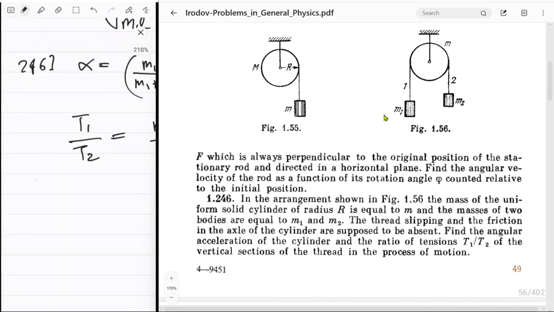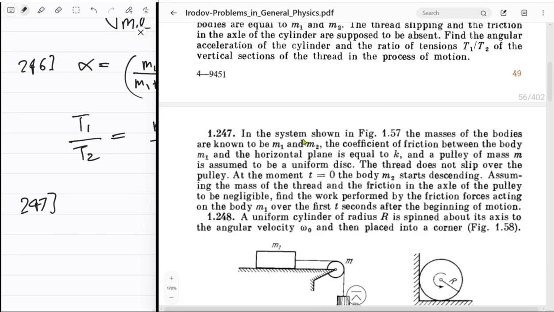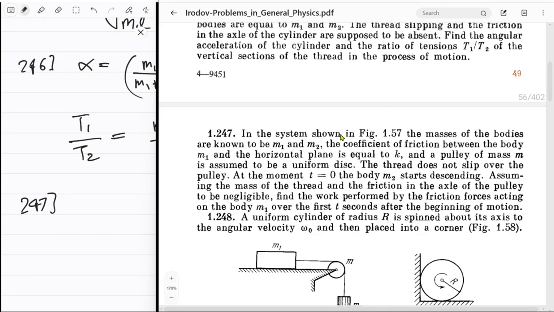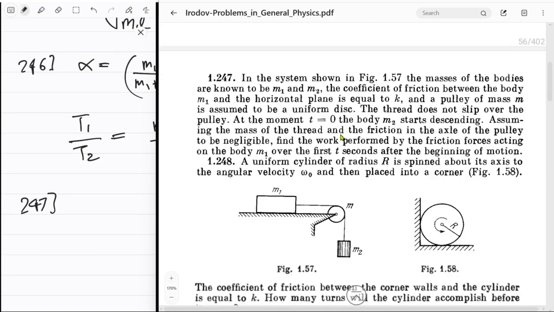247. In the system shown in figure 1.57, the masses of the bodies are known to be m1 and m2.